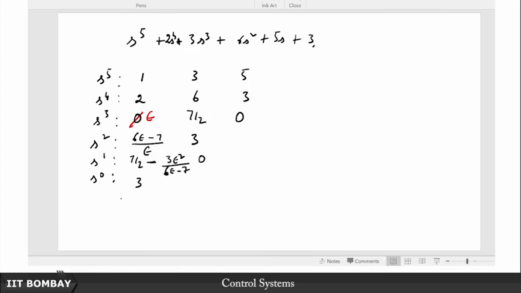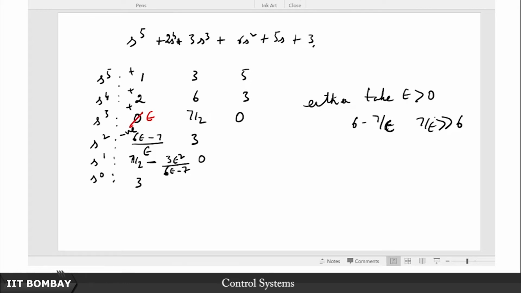So, now the question is, how do you study the sign change here? So, the trick is to take epsilon greater than 0. So, in that case this is positive, this is positive, this is positive. What about this? Here you have 6 minus 7 by epsilon. Epsilon is very small. So, 7 by epsilon is much larger than 6 in magnitude, yeah. So, therefore, this is negative. So, there is a sign swap here.